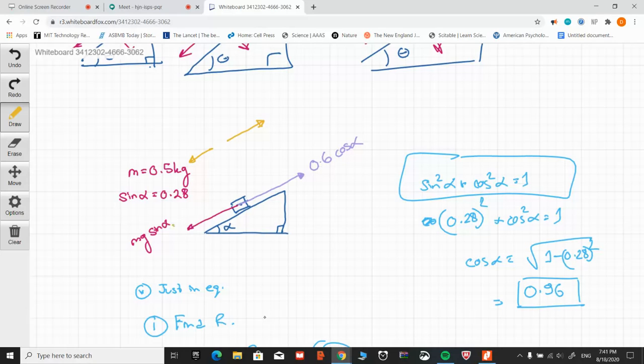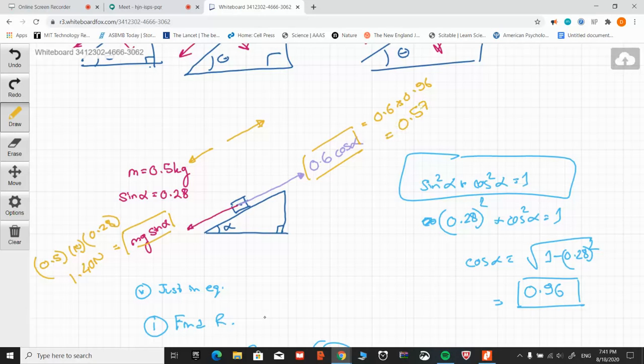Well, we need to figure out এটার ভ্যালু বড় নাকি এটার ভ্যালু বড়। সো এটার ভ্যালু কত আসে? 0.5 ইন্টু 10 ইন্টু 0.28। আর এটার ভ্যালু কত আসে? 0.6 ইন্টু 0.96। সো mg sin alpha এর ভ্যালু কত আসে, someone with a calculator? 1.4, 1.40 নিউটন। আর এটার ভ্যালু কত আসে? ডেফিনেটলি স্মলার, 0.576. 0.576 Newton. We can clearly see that the downward force is bigger.